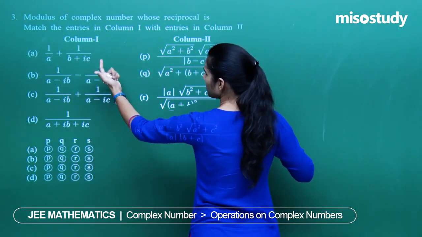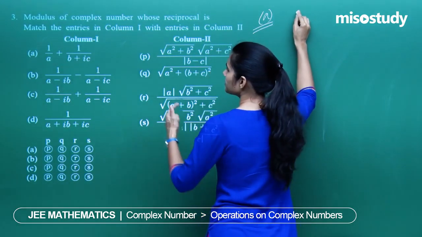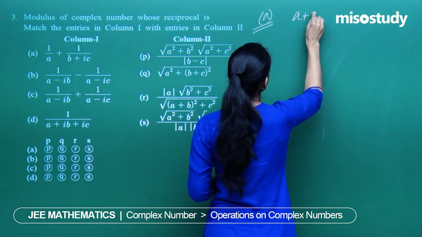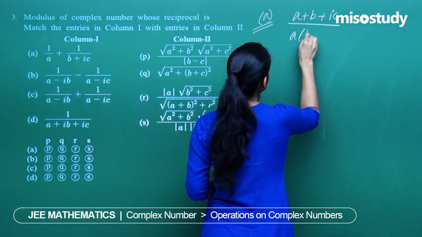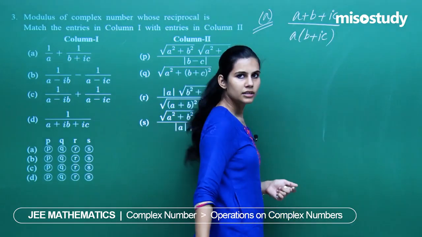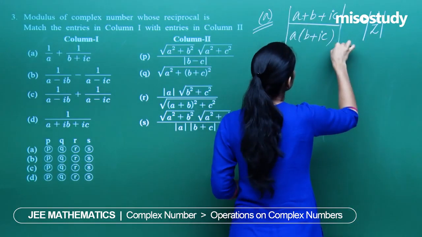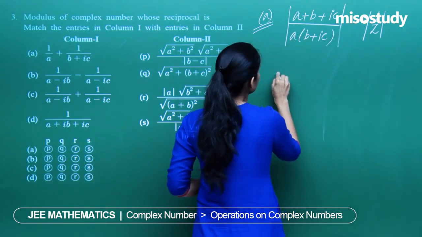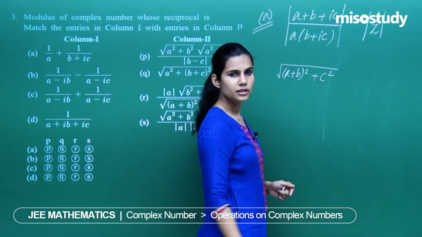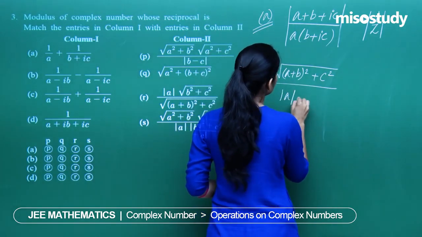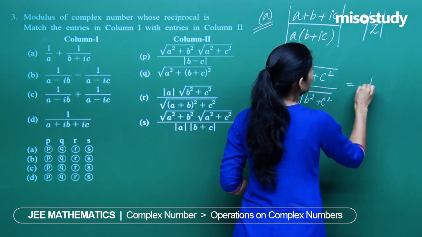First complex number is 1 upon a plus 1 upon b plus iota c. If you take out the exact complex number, it is b plus iota c plus a. So it is a plus b plus iota c upon a into b plus iota c. This is my reciprocal complex number. So the mod of this is the mod of the numerator upon the mod of the denominator. Mod of the numerator is under root a plus b whole square plus c square, and the denominator is mod a common, and then the magnitude of b plus iota c, which is b square plus c square, is 1 by mod z.